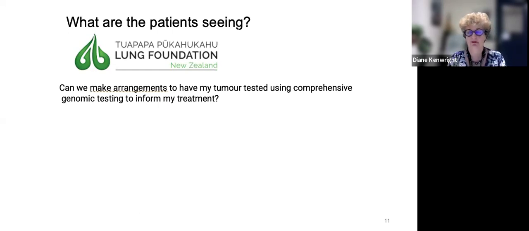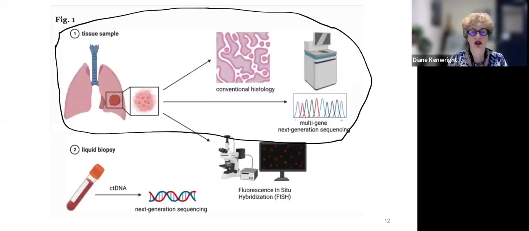Okay, the answer is slightly complicated. If they have small cell carcinoma, the answer is there is no genomic testing that will help your treatment, and therefore it is not tested. If it is a non-small cell carcinoma, then we will automatically send them for genomic testing. So what happens? What happens is a tissue sample is needed. So they need a biopsy of the tumor, and this is sent for conventional histology.